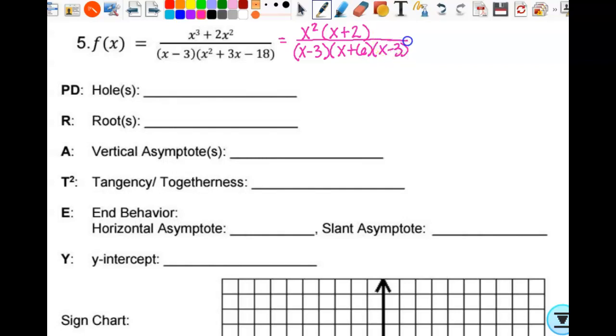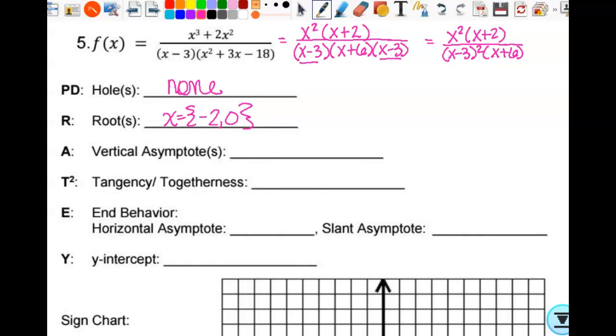All right, so do I have any point discontinuity? Anything I can cancel out? No. But can I rewrite this a little bit better? Yes, because I have two of these. So this becomes x squared times x plus 2 over x minus 3 squared times x plus 6. Okay, so there is none for this. I get the roots from the numerator. Got two of those. That's -2 and 0.